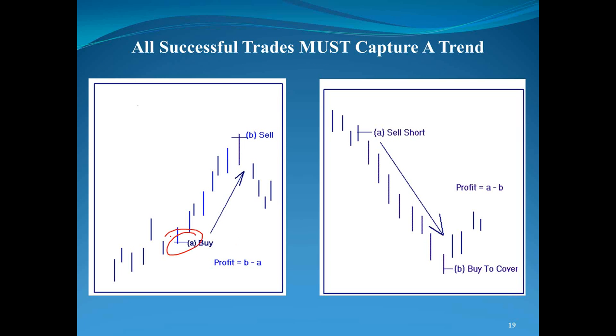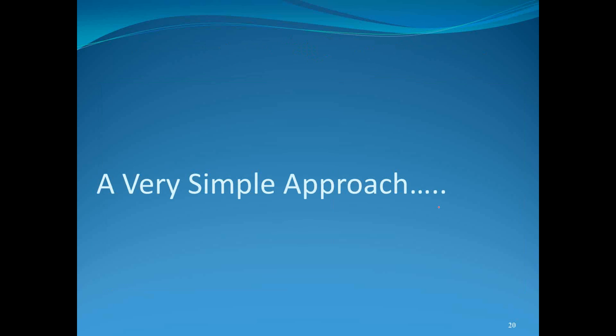If you buy a market at A, in order to profit, another big duh, you have to sell higher than you buy. So if you sell it at B, your profit is going to be B minus A. And from A to B is a trend, okay? So you have to capture a trend. If you're going to have a successful trade, you must capture a trend. If you sell short, your profit's going to be A minus B, and A to B, as you can see, is a trend.